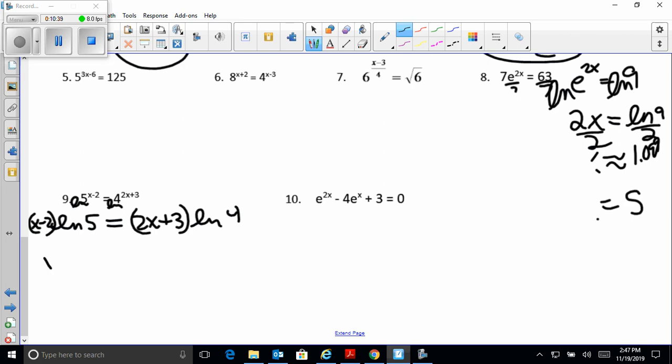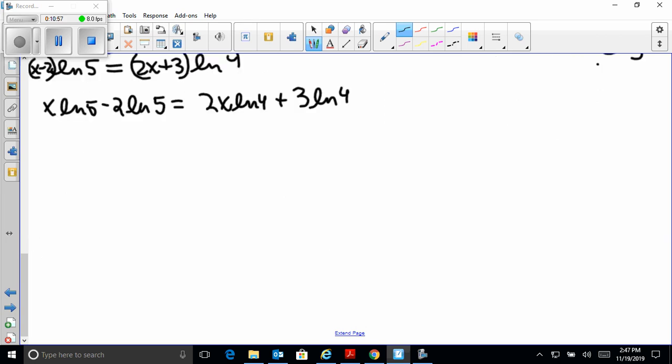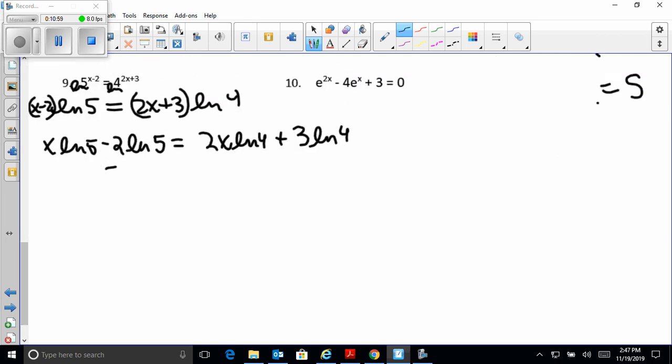So this is going to be x natural log of 5 minus 2 natural log of 5 is equal to 2x natural log of 4 plus 3 natural log of 4. Now I need to get my things with x's on one side and my things without x's on the other, just like we would in any equation. So I'm going to minus this, and I'm going to minus this from this side.